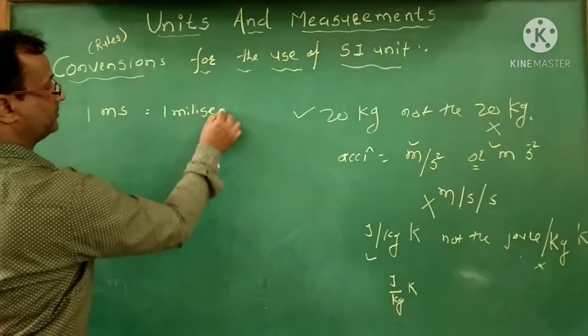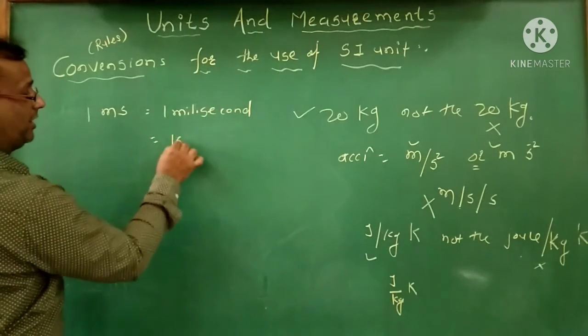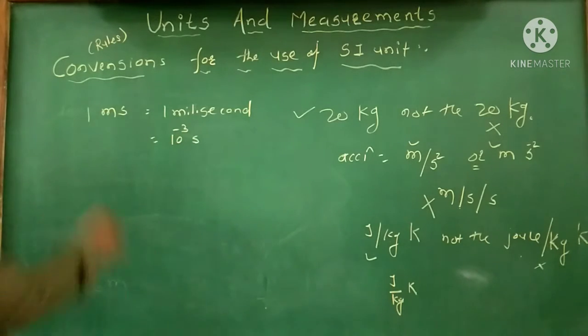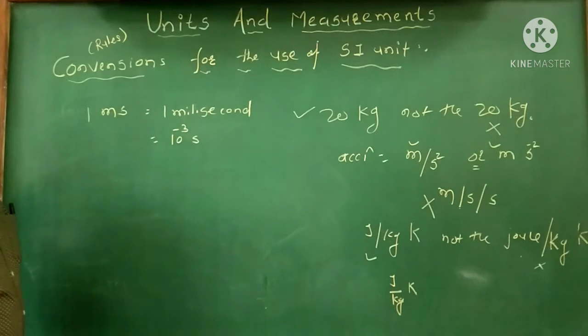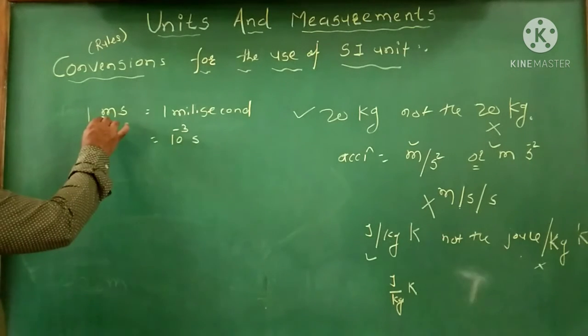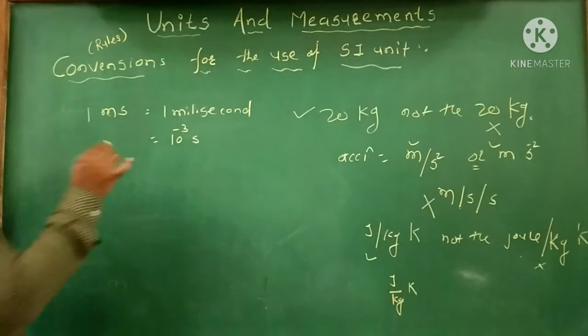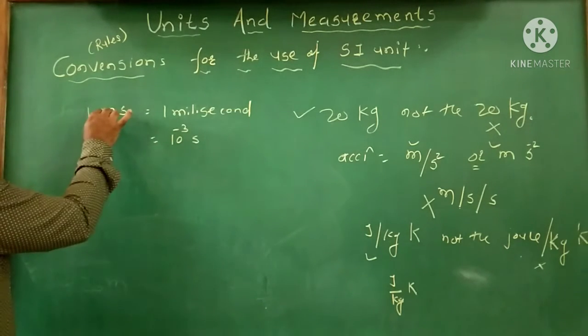Here milli stands for 1 millisecond, which means 1 milli stands for 10 raised to minus 3 seconds. 1 millisecond is nothing but 10 raised to minus 3 seconds. It is not meter second, it is millisecond. In between these two, if a space is present, then this will be meter second. But if a space is not present between the two symbols, then this will be milli, that is millisecond.